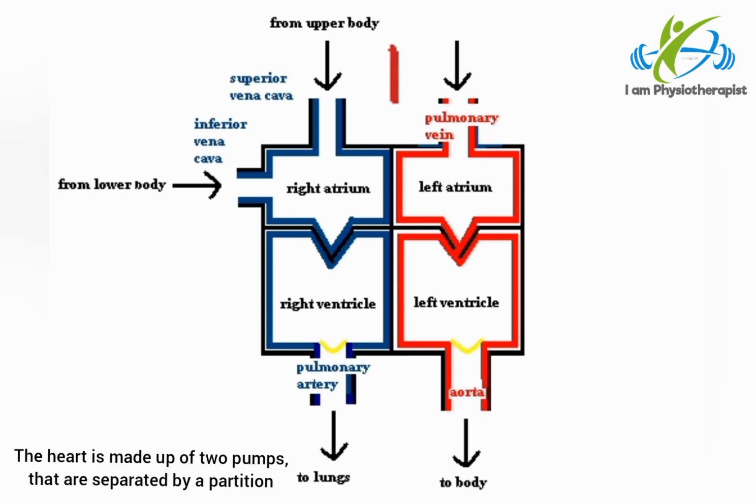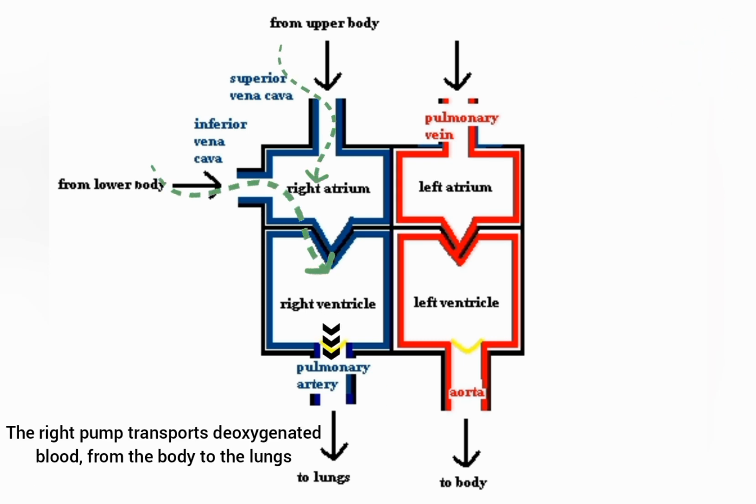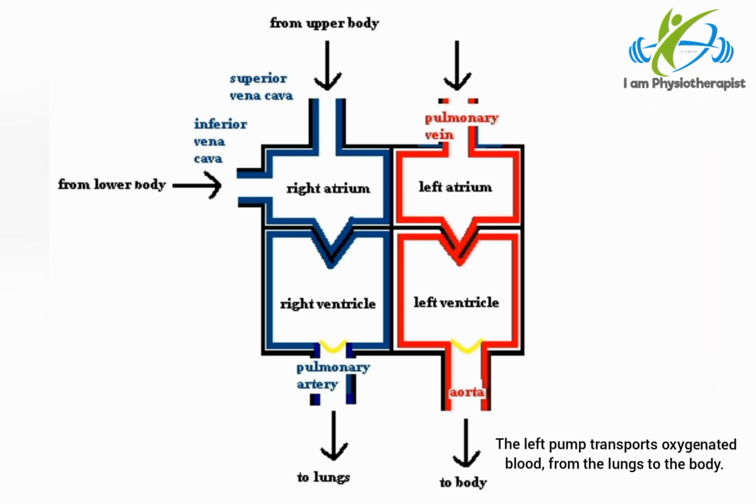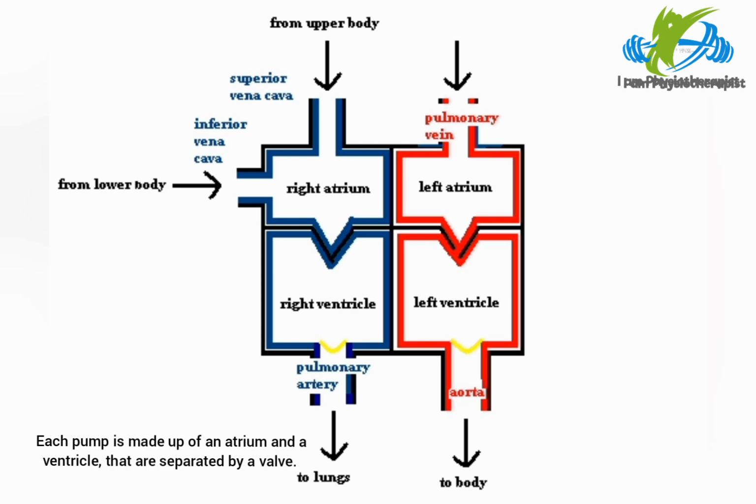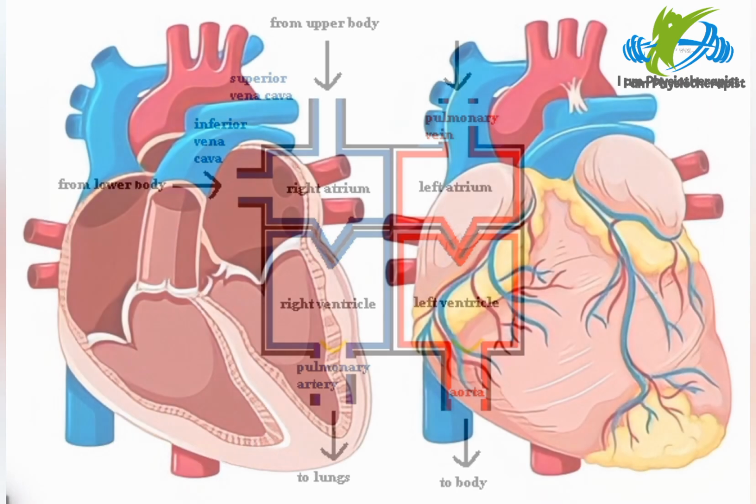The heart is made up of 2 pumps that are separated by a partition. The right pump transports deoxygenated blood from the body to the lungs. The left pump transports oxygenated blood from the lungs to the body. Each pump is made up of an atrium and a ventricle that are separated by a valve.